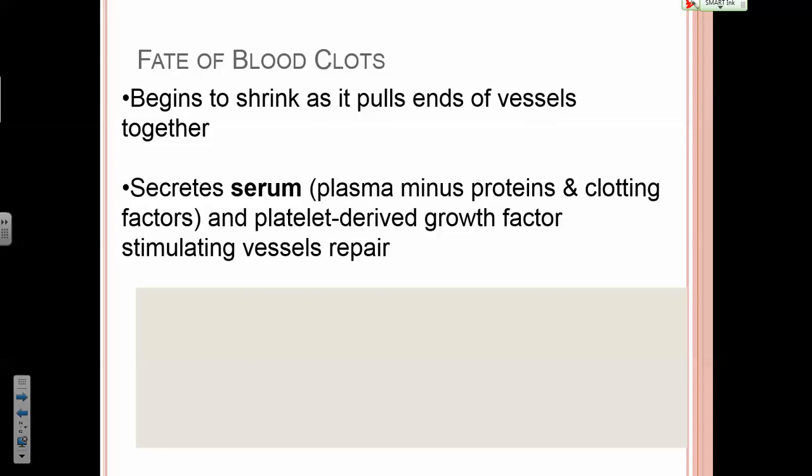Okay. So eventually, the blood clot is going to dissolve itself because anticoagulants come in and shrink it. The blood clot releases serum. That's everything in blood plasma except the fibrinogen. So serum, you need to know this word, just like a word to define. Serum is blood plasma without fibrinogen.